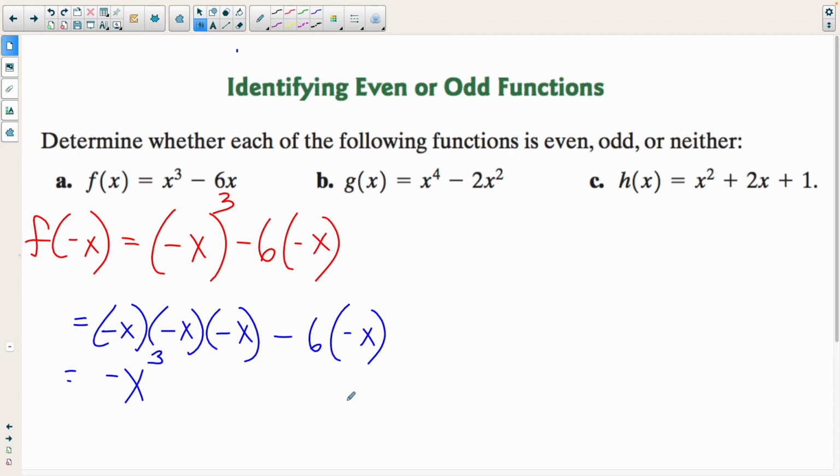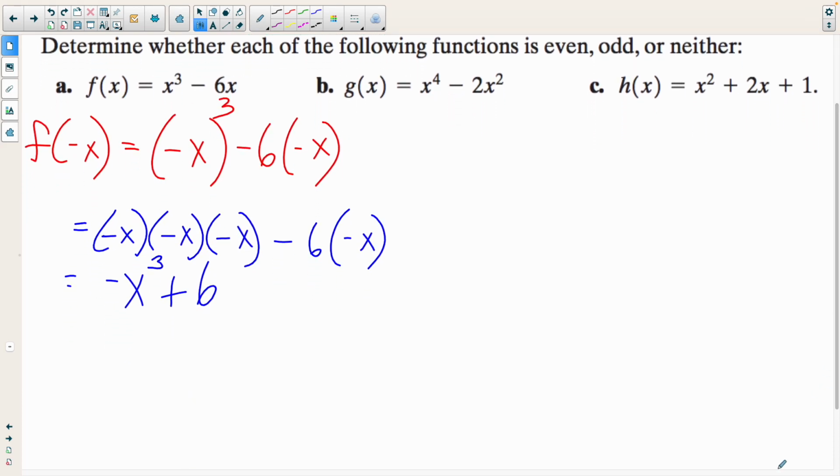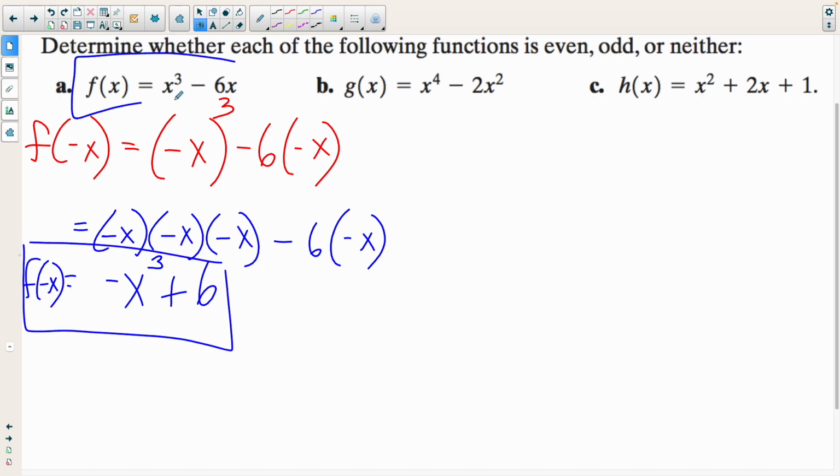And then negative 6 times negative x is plus 6. So that's fully simplified, there's no parentheses. What we want to do is compare this to the original. The x cubed sign changed to a negative. The x term changed to its opposite, right? Both signs changed.